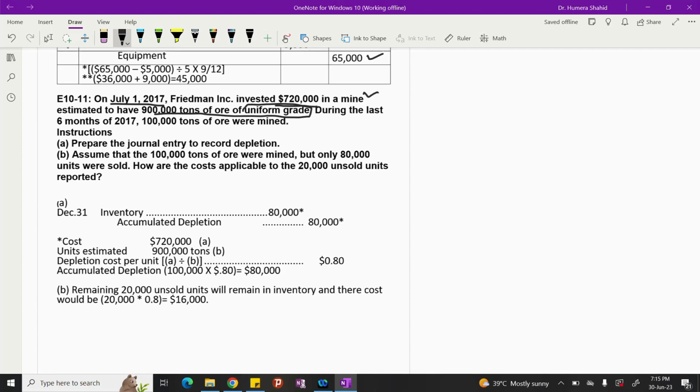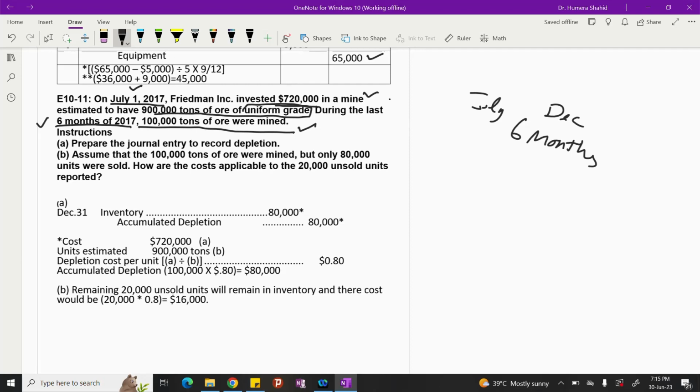During the last 6 months of 2017, why are they saying last 6 months? Because we invested on July 1st, 2017. So from July till December, that is 6 months. Okay, so during the last 6 months of 2017, 100,000 tons of ore were mined, means you extracted 100,000 tons. And when you extract, it goes to your inventory, right? Remember that?